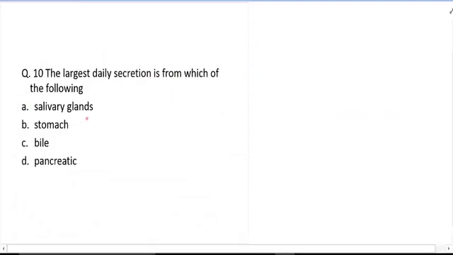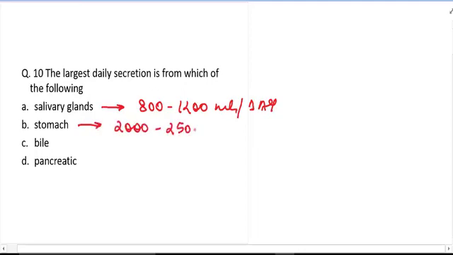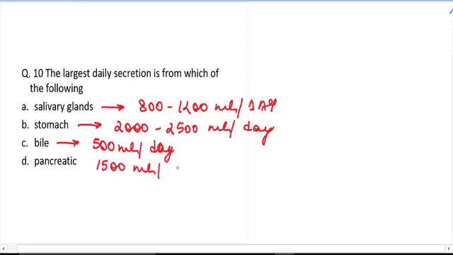Largest daily secretion is, in fact, if you look at the saliva is approximately 1 liter, so about 800 to 1200 ml per day. Gastric secretion is about 2000 to 2500 ml per day. Bile is approximately 500 ml per day. Pancreatic secretion is about 1500 ml per day. So my best answer here becomes stomach. Gastric secretion will be the highest as compared to the others.